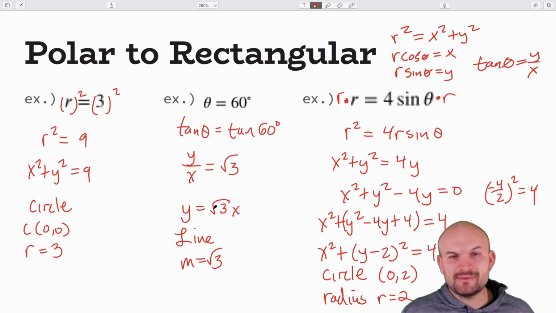And again, it kind of makes sense again. If we go back to that polar equation, if you have something that's always 60 degrees, right?